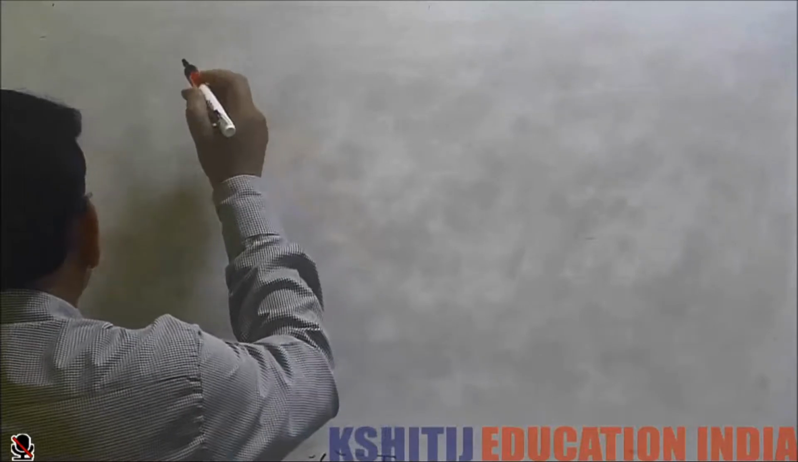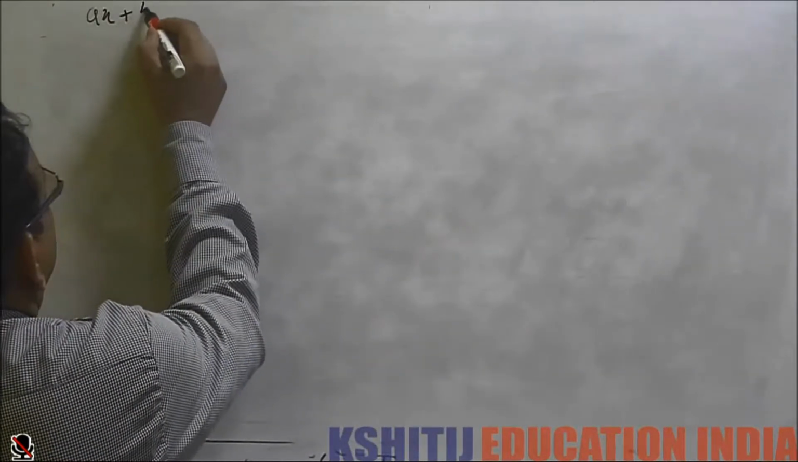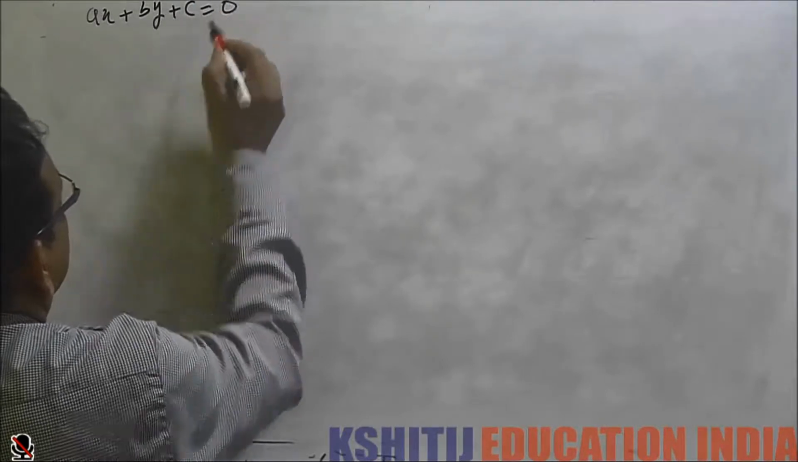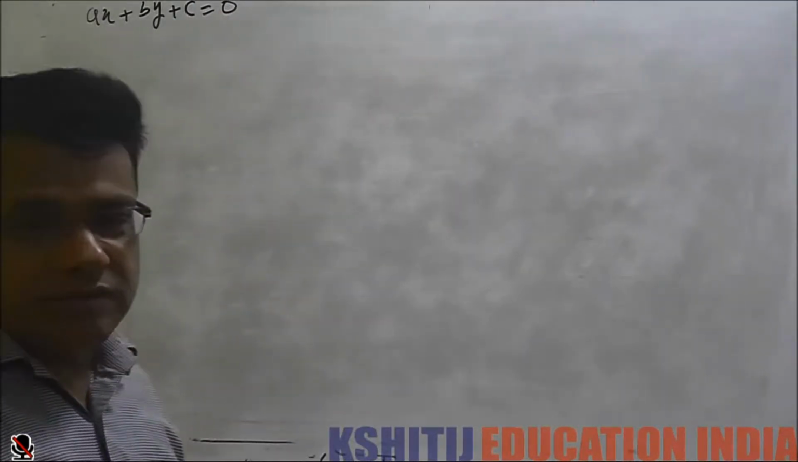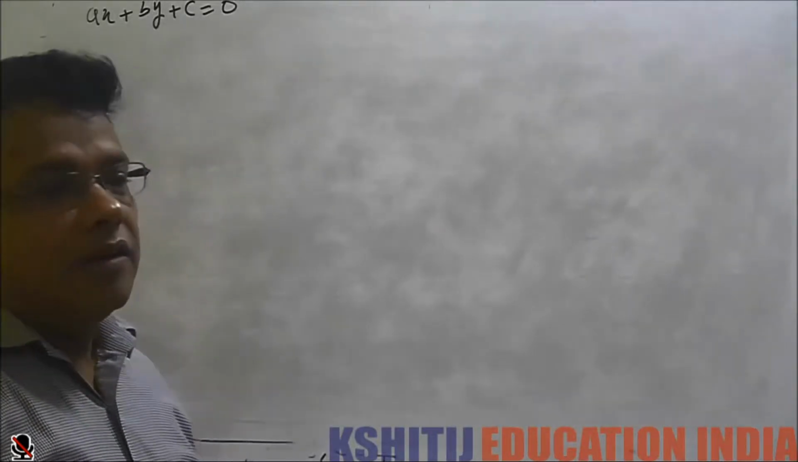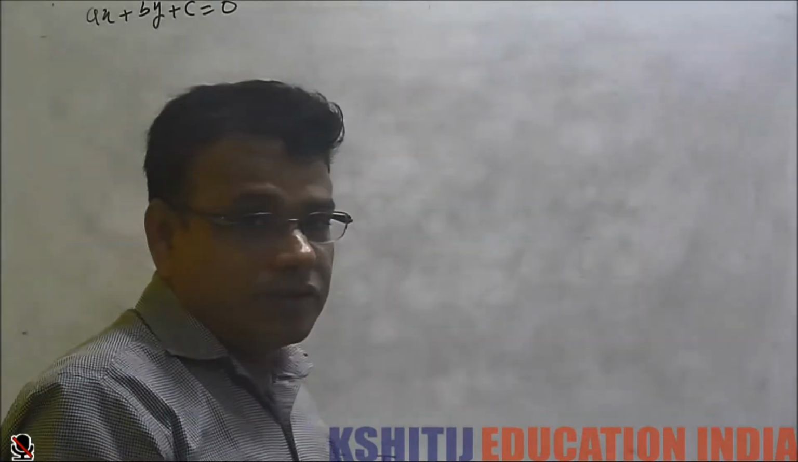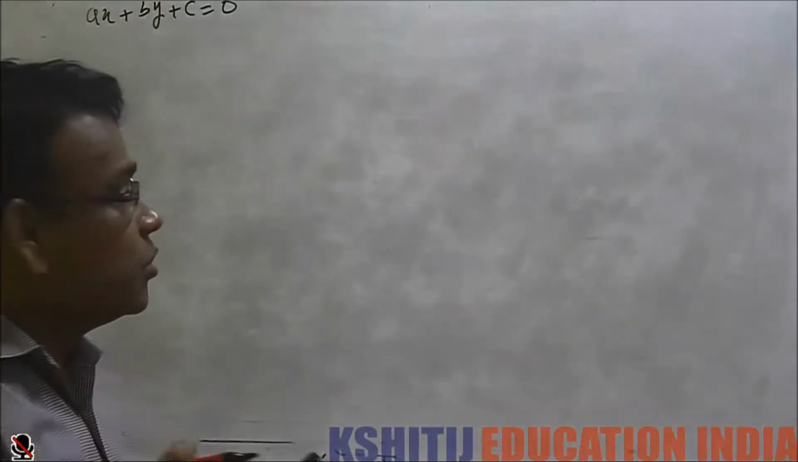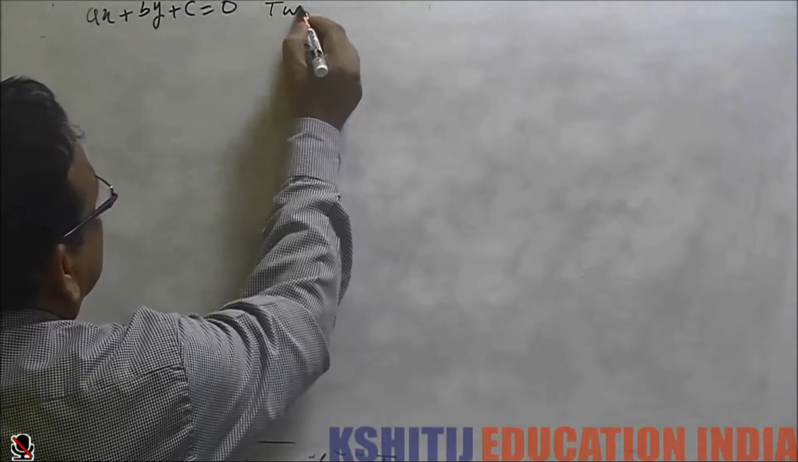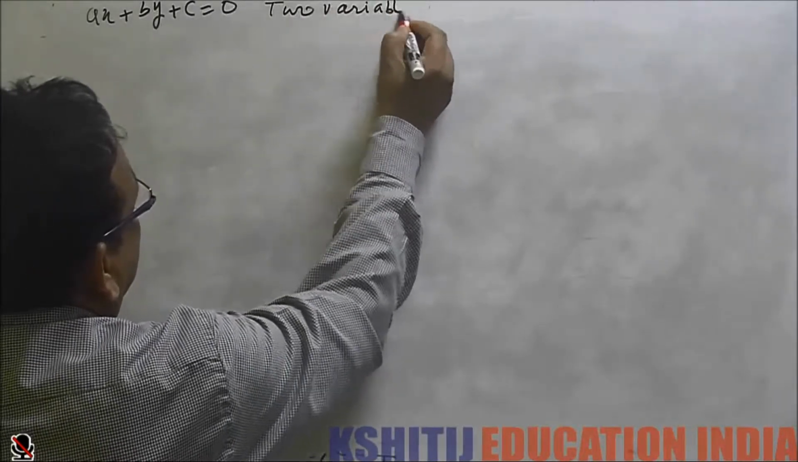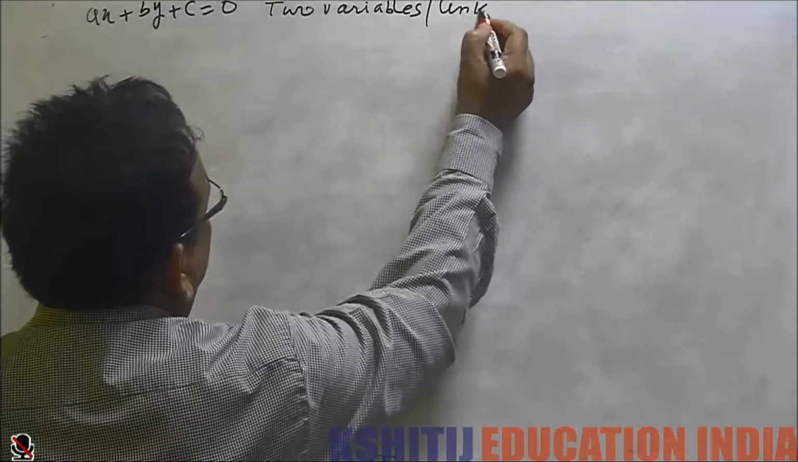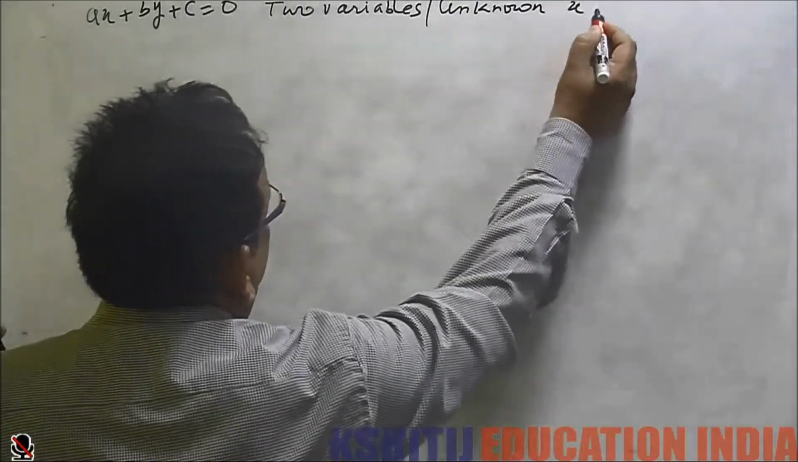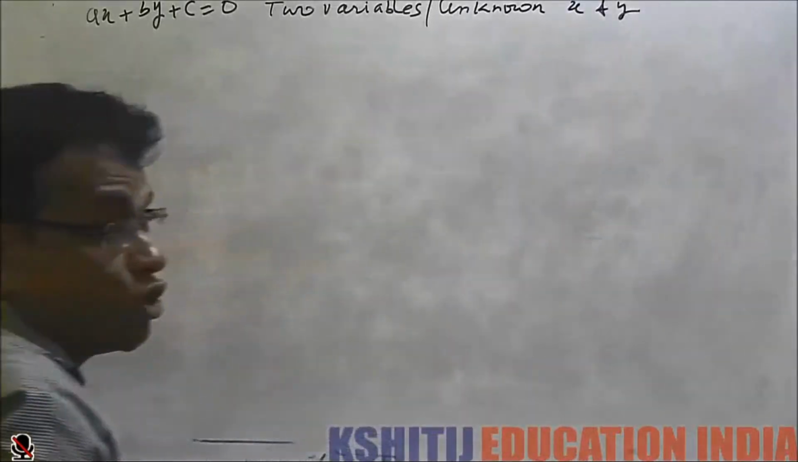Now the next thing is, how do we solve them? How do we solve this? Basically we have one equation, let's say in the first standard form. As we know, to solve the equation we should have the same number of equations as unknowns. So how many unknowns are there? There are two unknowns, two variables, x and y. So two equations we need.